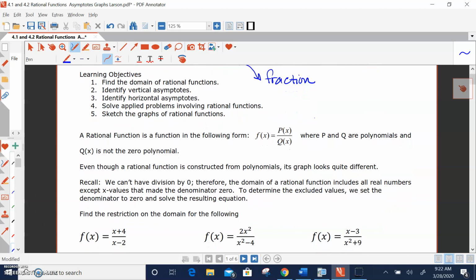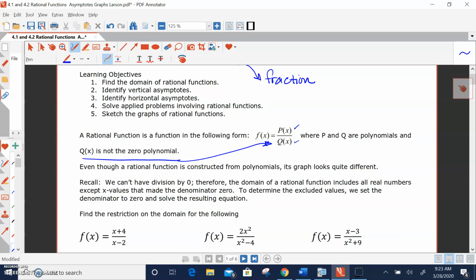So the rational function is going to be in a fraction form. And remember, whenever we have anything that's in a fraction form, we can't have division by zero. So we'll see these functions where we have a polynomial on the top, a polynomial on the bottom, and the polynomial in the denominator is not the zero polynomial. Because we've got to remember, we can't have division by zero.